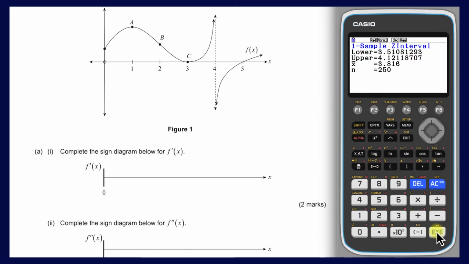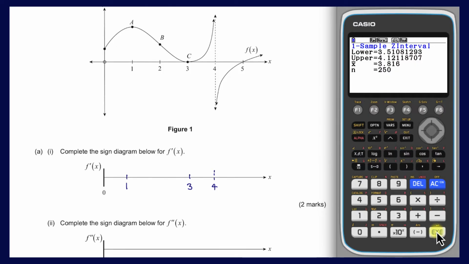So first of all, we need to label the sign diagram for f dashed x with the critical values. Those critical values will be when the derivative is 0, which will be at the stationary point at A, which is value 1, or the stationary point at C, which is value 3, and I'm going to try and line those up nicely with the graph above. I'm also going to mark in the asymptote at 4. I'm going to put a couple of dashed lines there and mark in the asymptote at 4, but those are the critical values we're looking for.